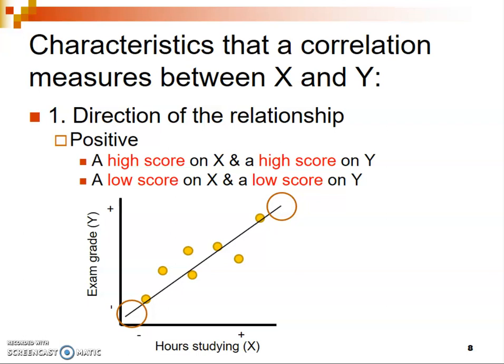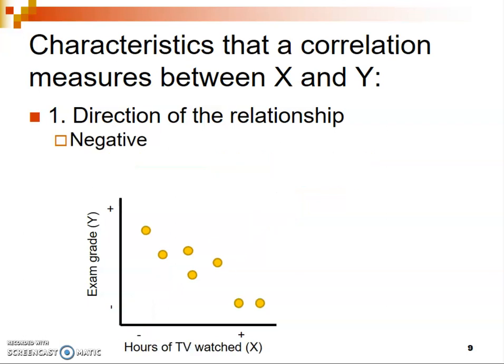So now let's talk about the other possibility, which would be a negative correlation. A negative correlation looks very different in terms of how the data are distributed. In this example of a negative correlation, our X variable is going to be the number of hours of TV you watch, and then our Y variable, the variable on the Y-axis, is going to be your exam grade.